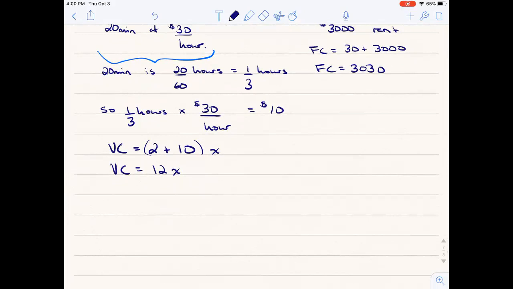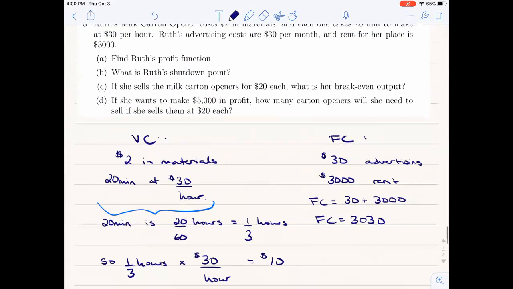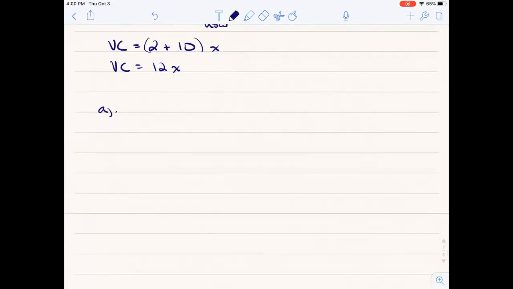There are a lot of ways that you could go about building the profit function, but let's do part A, find Ruth's profit function. So let's get started here, right? You could have developed this inside the profit function, but I think it's nice to just have those two figured out, and then you can plug them into your profit function. We know from our formula sheet that profit of X is the total revenue minus the total cost.